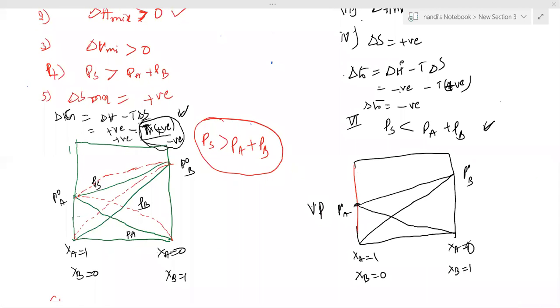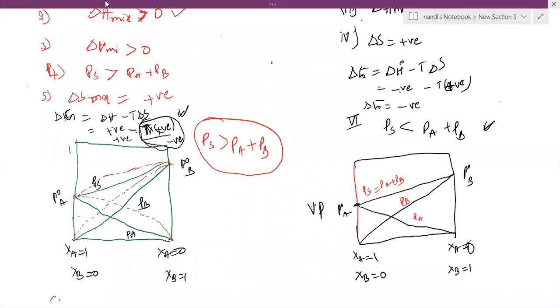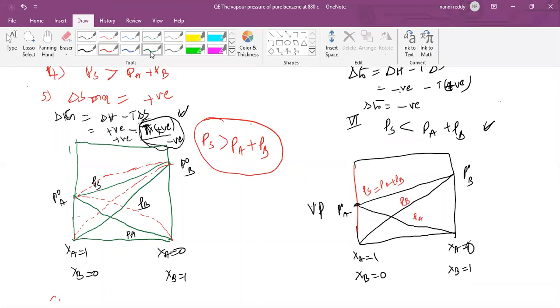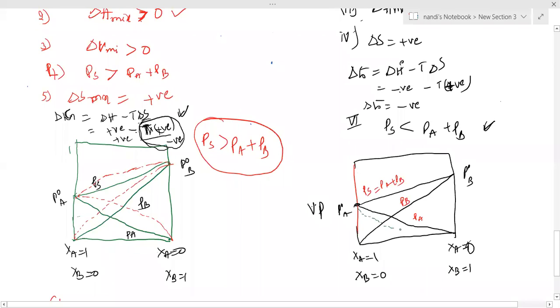B is the answer. Now we are showing negative deviation. So all values are less than the expected value, sir. This is P solution. The first case is the ideal case. This is PB, this is PA. These are the ideal case, sir. Now negative deviation means everything should be less than what is expected. The dotted line is now showing negative deviation. Previously I wrote solid lines. Now I am writing everything below the solid line, sir. This is negative deviation.